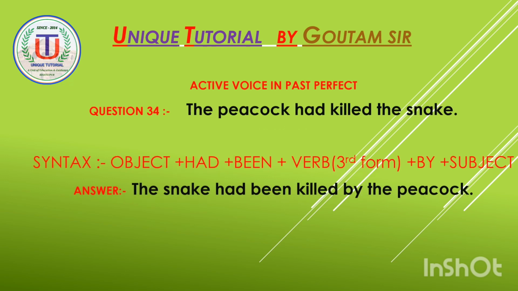Question number 34. The peacock had killed the snake. The sentence is in active voice in past perfect. So the syntax will be object plus had plus been plus verb third form plus subject. According to the structure, the answer will be: the snake had been killed by the peacock.